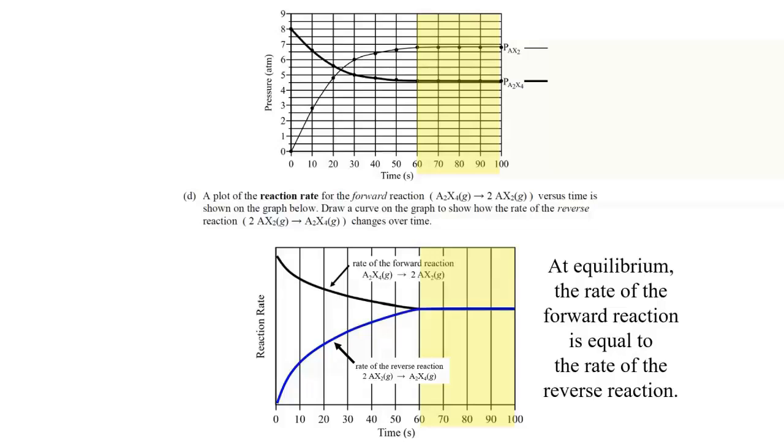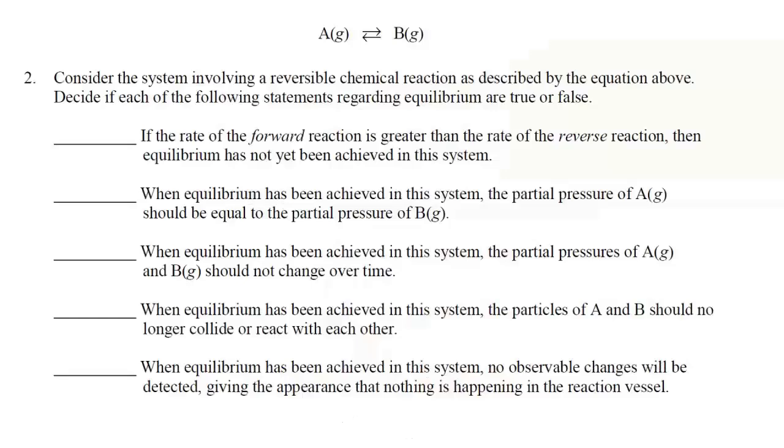All right, moving on to a new question in the packet. This is question 2, and now we're talking about a different system in which A, the reactant, is transformed into B, the product. So question 2 says the following. Consider the system involving a reversible chemical reaction as described by the equation above. Decide if each of the following statements regarding equilibrium are true or false.